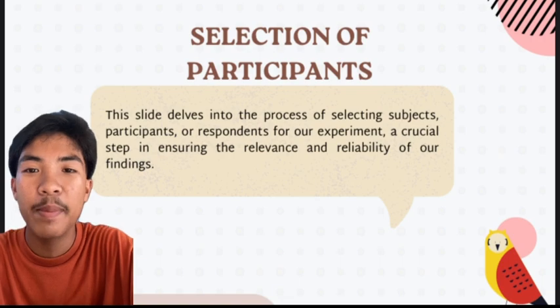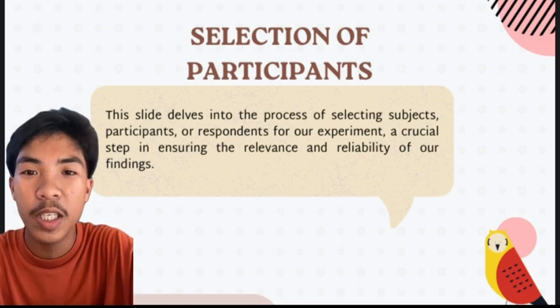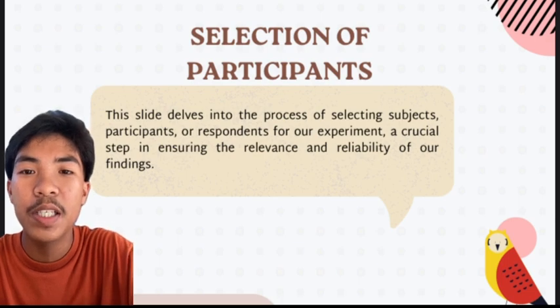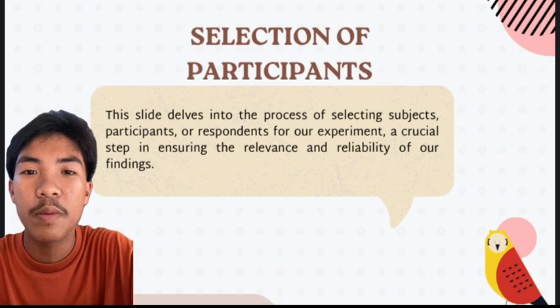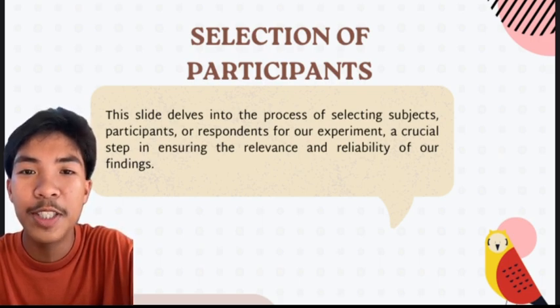Participant recruitment involves defining inclusion criteria, ensuring demographic diversity, and minimizing biases. This meticulous selection process enhances the external validity of the study, making findings more applicable to the broader population. It's vital to consider the representativeness of the chosen sample to draw meaningful and generalizable conclusions from the experiment.